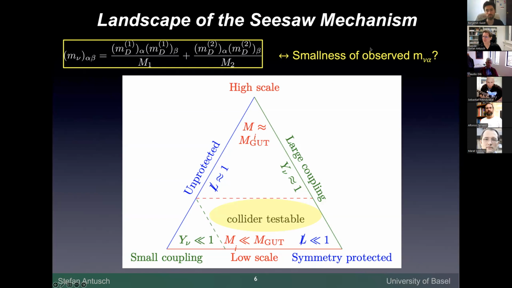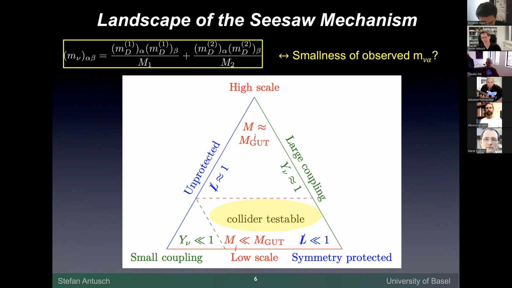And there are three limiting cases. One can present this in a triangle shape, the landscape of possible models, which is shown here below. At the upper peak of the triangle, this is the high scale seesaw. This means one can explain the smallness of the light neutrino masses by just choosing some large M1 and M2. A large denominator in both of these terms would make them small, and then neutrino masses are small because these Majorana masses of the heavy neutral leptons are large. This is the high scale seesaw. But of course, if we plug in numbers, then we are typically around the grand unification scale in the extreme limits, and we cannot test such high scales at colliders, of course.